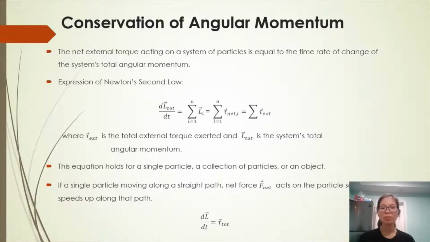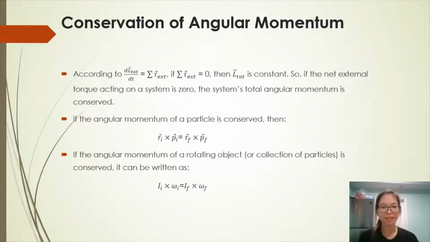If a single particle is moving along a straight path, the net force F net on the particle will speed it up along that path. When no net force acts on the system, translational momentum is conserved.